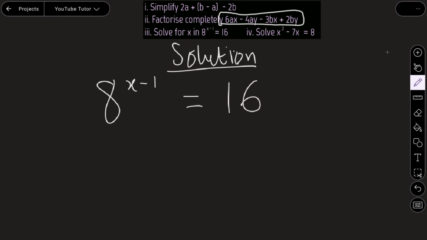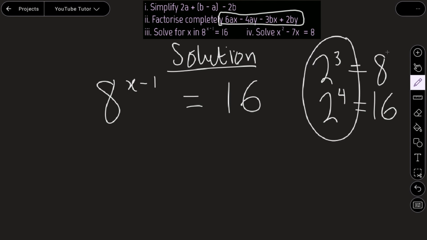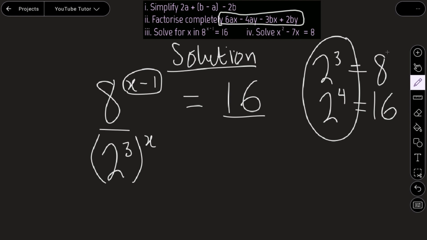Indices tells us that 2 raised to an exponent of 3 is the same as 8, while 2 raised to an exponent of 4 is 16. So I'm just going to substitute these values in place of the ones already present. Now we have 2 raised to an exponent of 3, but we still maintain our exponent x minus 1, equals 2 raised to an exponent of 4.